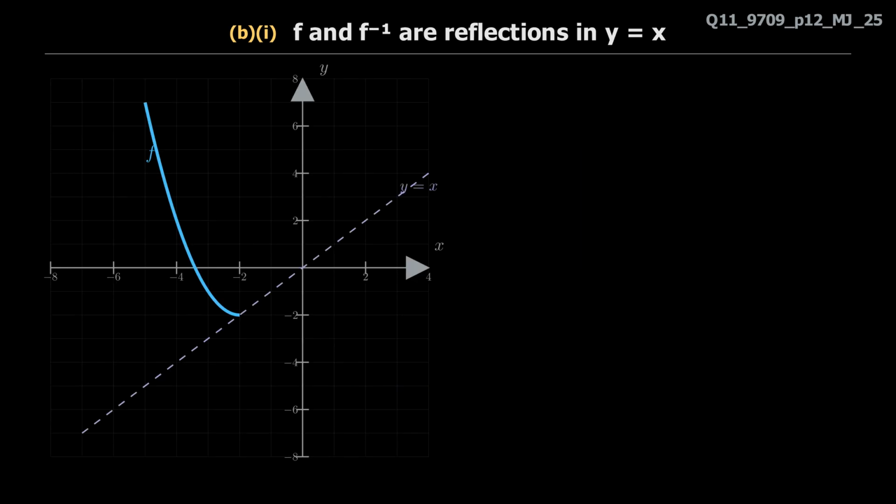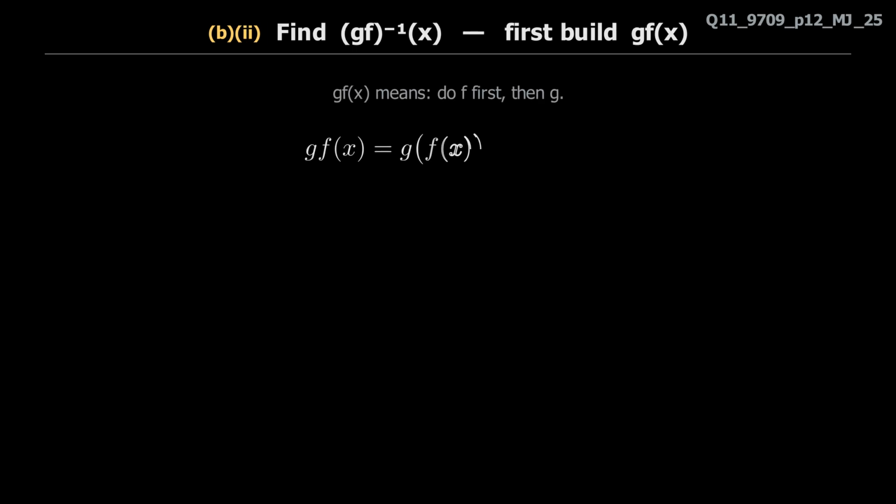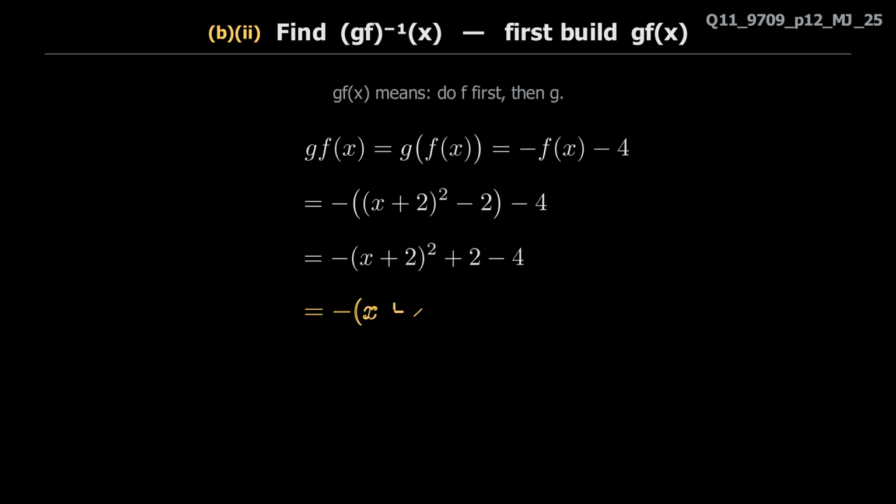f and f inverse are reflections in y equals x. Swap coordinates on a sample point. gf means apply f then g. gf of x is minus f of x minus 4, which simplifies to minus x plus 2 squared minus 2.